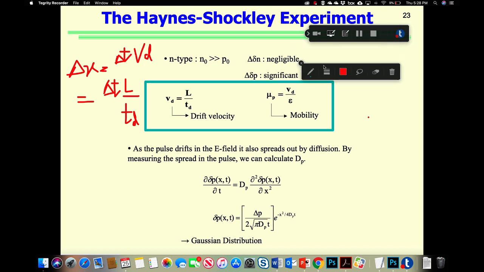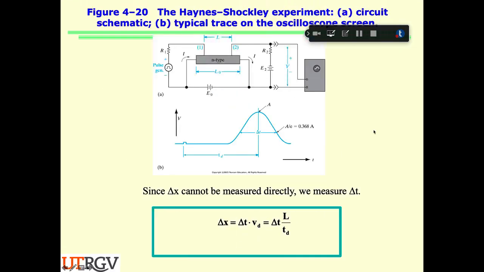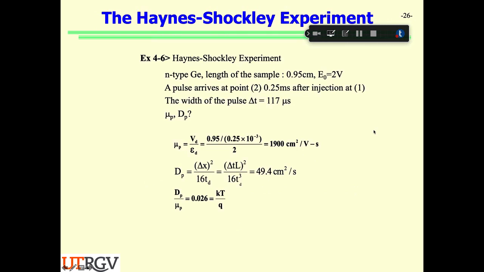All right, so now this is an example of how we would use this, example 4.6, where we are given the length of the sample, and we are given the voltage that's been applied. So the field would be E naught over the length, which is given here. Again we are using centimeters. Now a pulse arrives at 0.2 after this time, after injection. We are taking these numbers to find the mobility first, and then we are finding the diffusion coefficient.